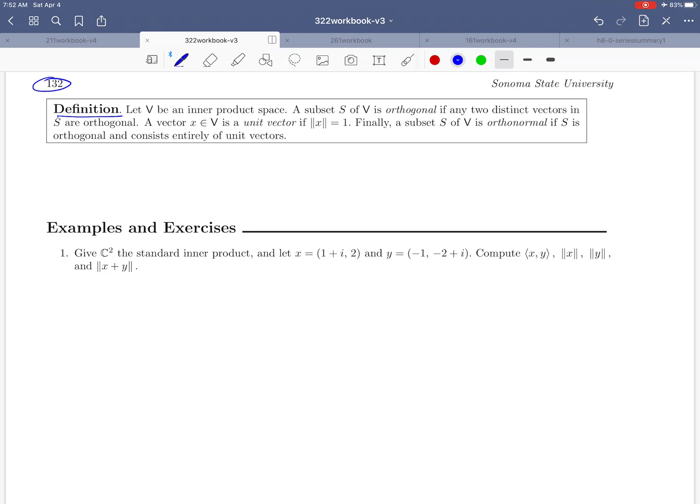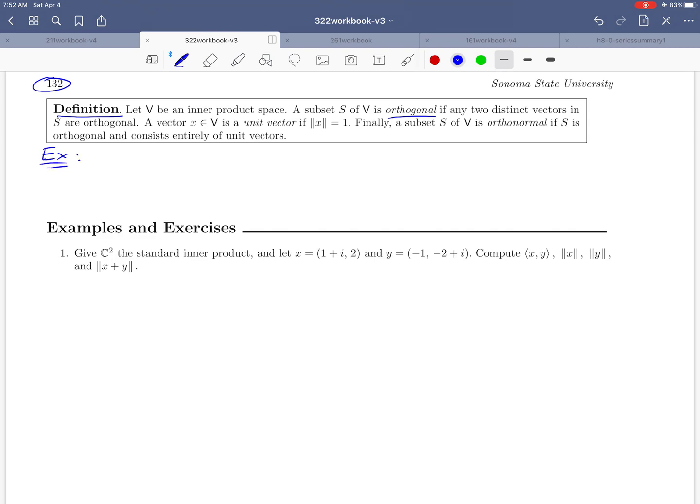So we're starting with an inner product space V. And the first thing that we want to talk about is the idea of a subset S being orthogonal. What does that mean? Well, a set is orthogonal if any two distinct vectors in the set are orthogonal to each other. Okay, let's just give a quick example of that.